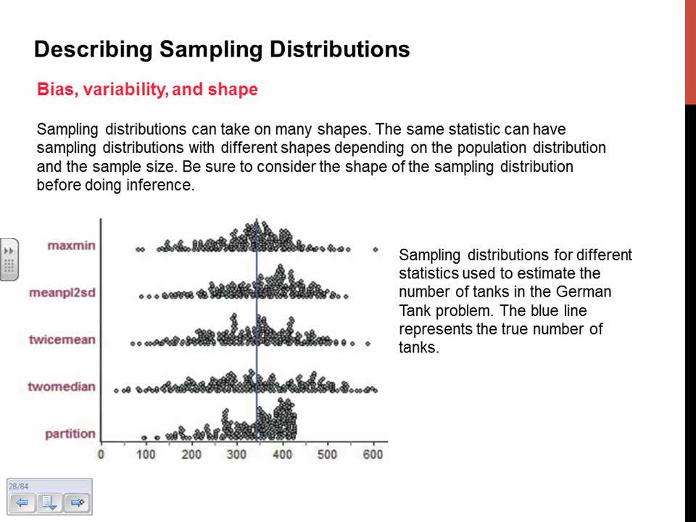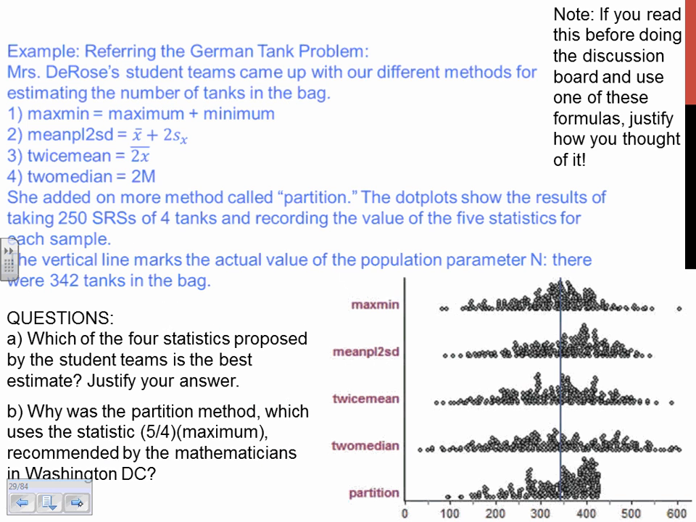How did you do? Did you come close to what that actual one was? So here, the max-min was the maximum plus the minimum. The mean plus 2 standard deviations, twice the mean, twice the median. Oh, here, did it say what the last one was? Oh, yeah. The partition, the dot plot to show the results of taking 250 SRSs of 4 tanks, recording the value of the 5 statistics of each sample. Okay. Oh, there are 342. That's what it was. I just wrote it down when I did it in my calculator and then I cleared it. All right. So there are 342 tanks total.